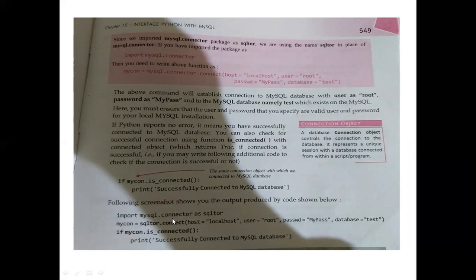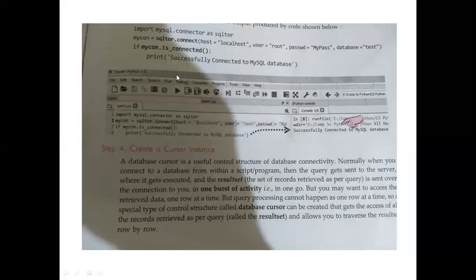So import mysql.connector as sqltor. mycon equal to sqltor.connect, host localhost, user root, password, database. If mycon.is_connected is true, then print "Successfully connected to MySQL database". Next, if it is connected successfully, then this "Successfully connected to MySQL database" message will display like this.